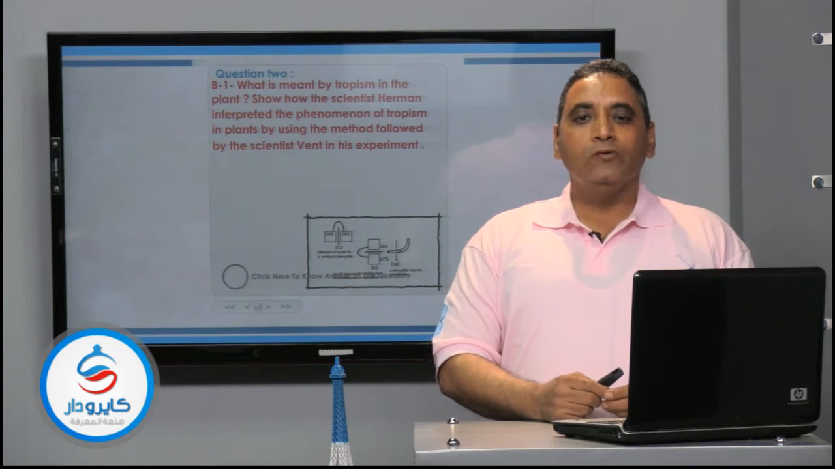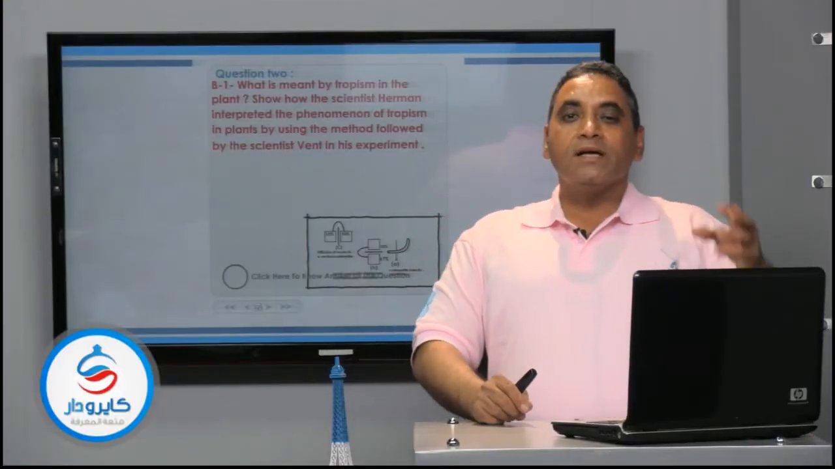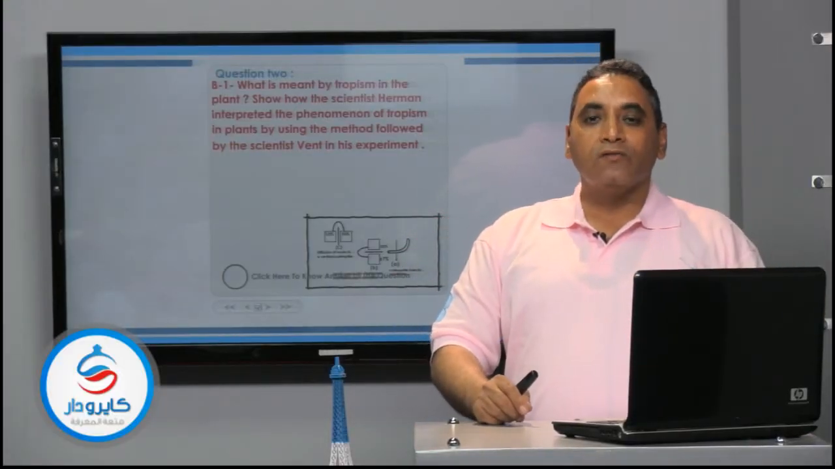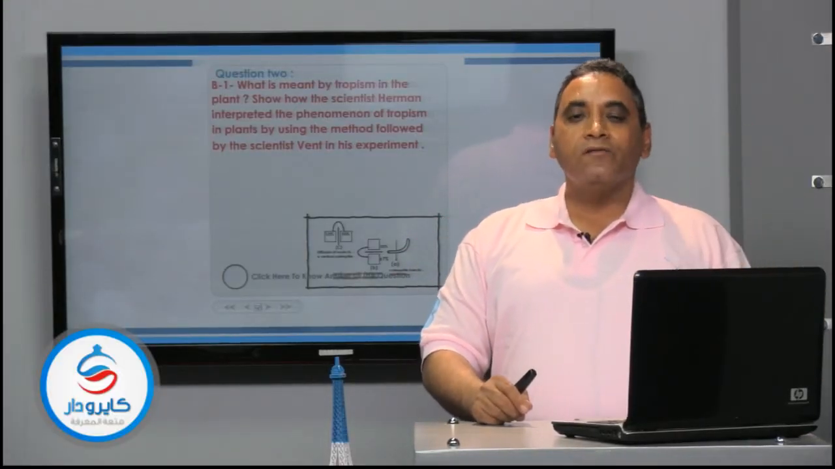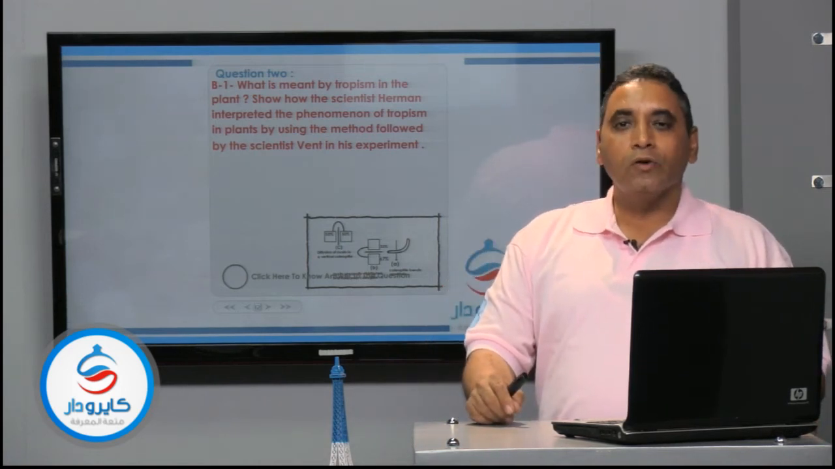What is meant by tropism in plants? Tropism is the curvature of plant parts toward or away from an external stimulus such as light, gravity and water. If the stimulus is light, it is called phototropism. If the stimulus is gravity, it is geotropism. If the stimulus is water or humidity, it is called hydrotropism.